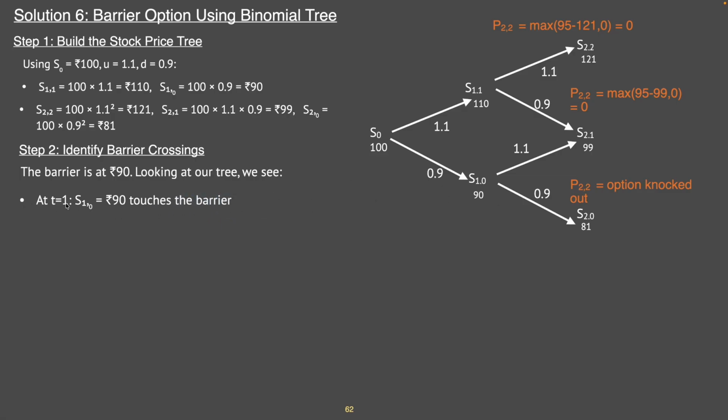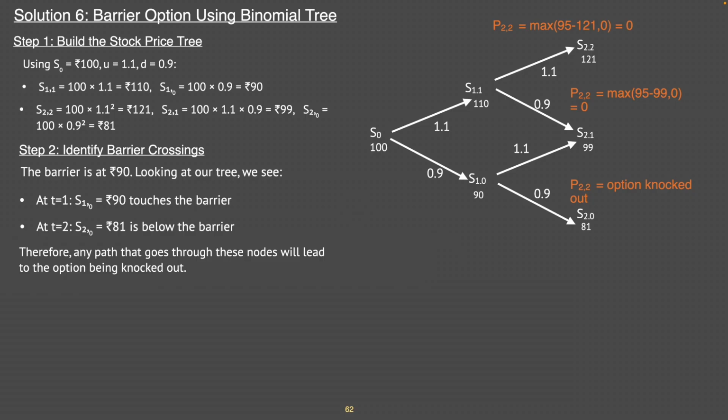Now let us calculate the terminal value. At t equal to 1, S10 touches the barrier. At t equal to 2, S20 is 81, which is also below the barrier value of 90. So these are the two places at which the option can become worthless or get knocked out. Any path that goes through these nodes will lead to the option getting knocked out. Very simple.